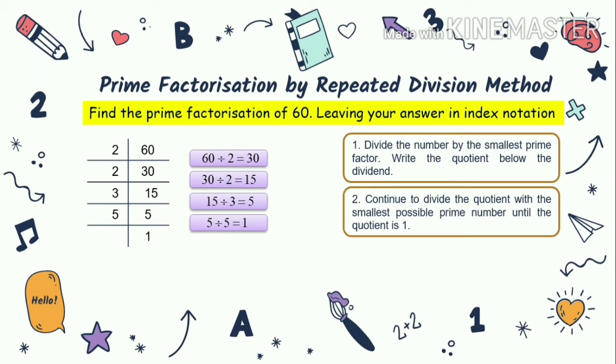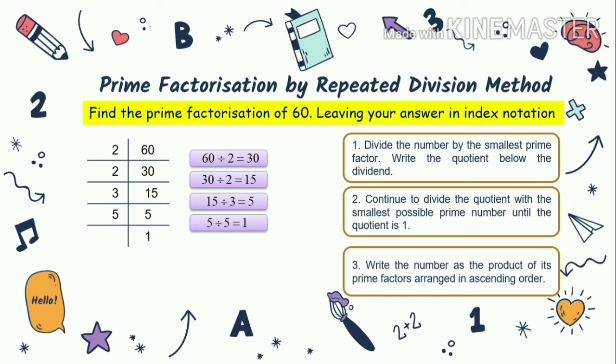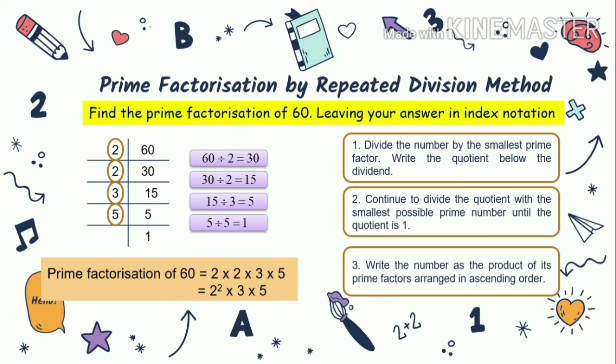After that, because the quotient is already 1, the last step is to write the number as the product of its prime factors arranged in ascending order. The factors are 2, 2, 3, and 5. So the prime factorization of 60 is 2 times 2 times 3 times 5. Remember that you need to answer in index notation, so you change 2 times 2 into 2 squared. So you write 2 squared times 3 times 5.